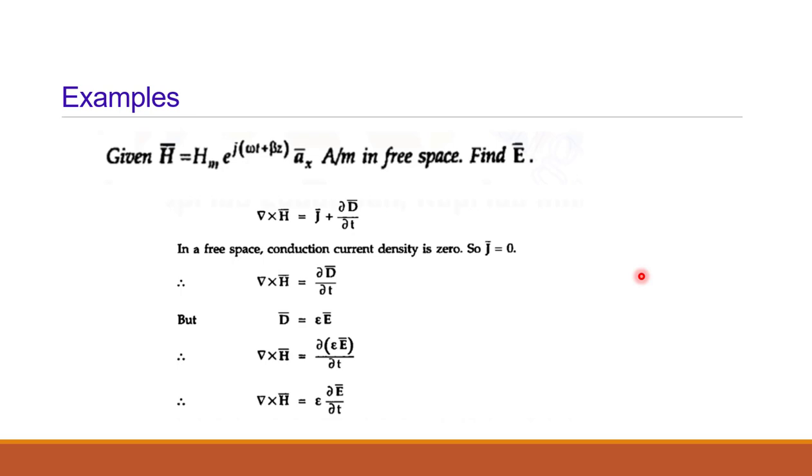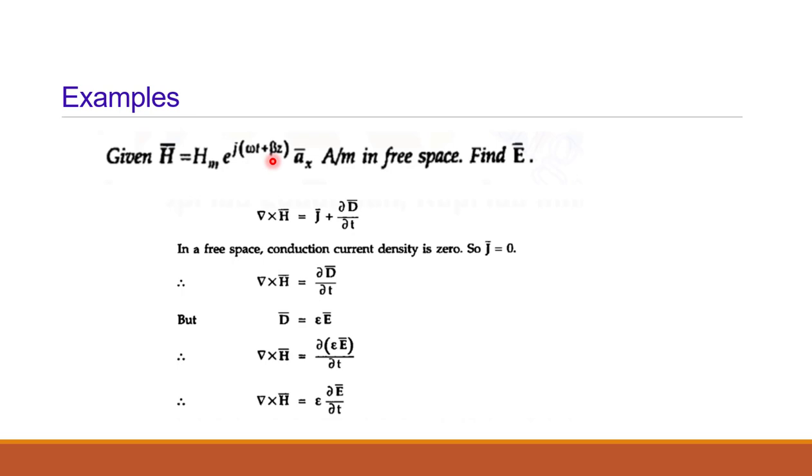So here now see, H is given. H is equal to Hm e raised to j(omega t plus beta z). This is a normal way of expressing any vector quantity. Hm is the highest magnitude, e raised to j(omega t plus beta z). So the e term indicates that the quantity is varying with respect to time, and beta indicates the phase velocity.